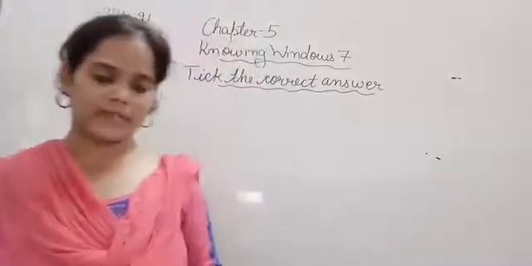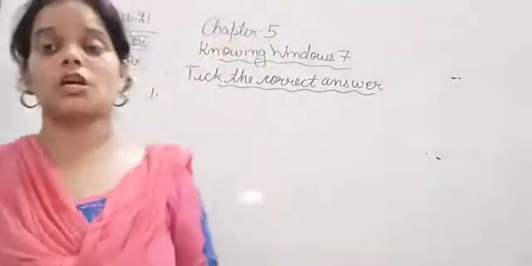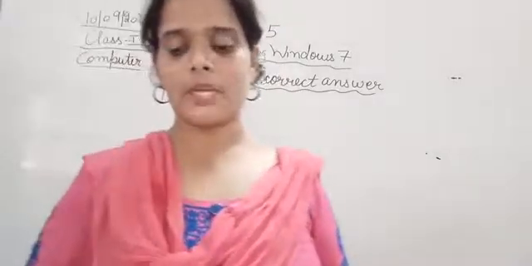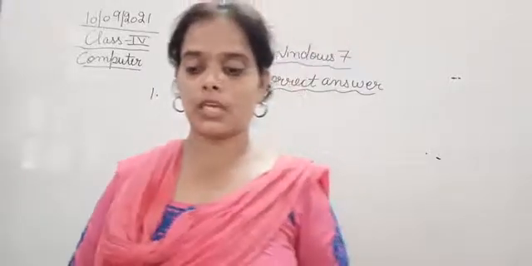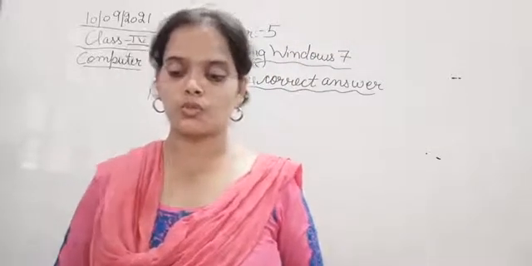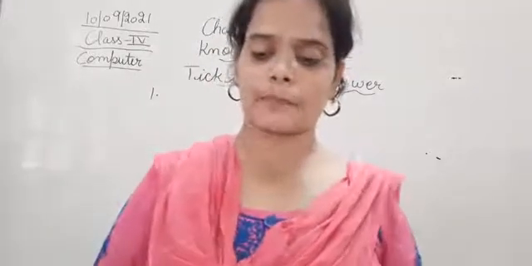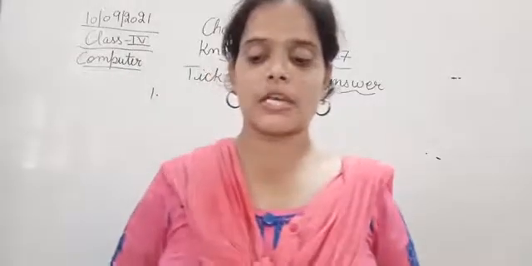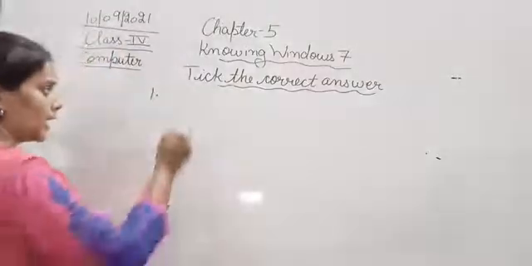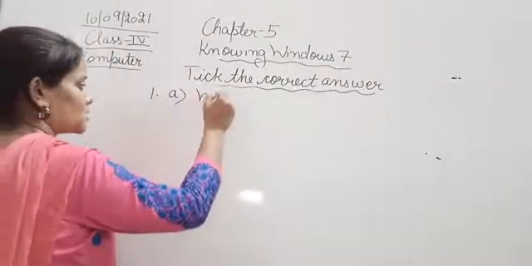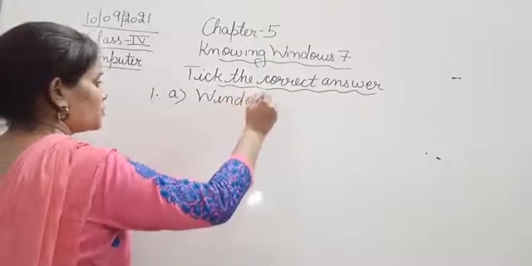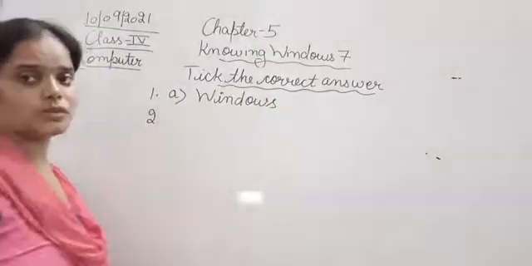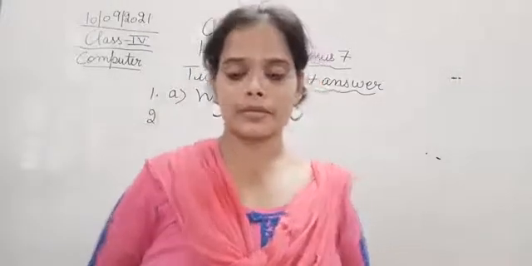An operating system developed by Microsoft Corporation. So what is the name of the operating system that Microsoft Corporation developed? The options are A, Windows, B, Ubuntu, C, Mac OS. So which of these is the operating system developed by Microsoft Corporation? That is Windows, option number A. So the Windows operating system is developed by Microsoft.